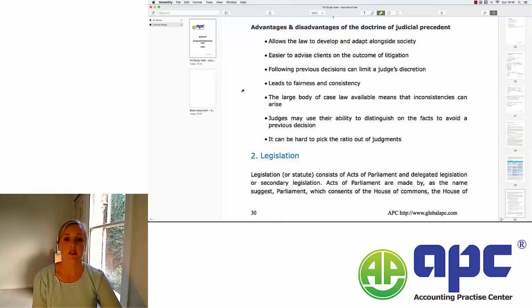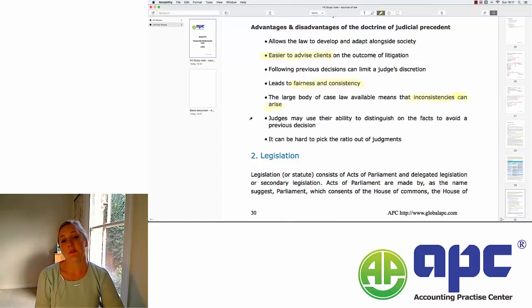It's definitely an advantage of judicial precedent that it's easier, if you're a lawyer, to advise your clients, because you can look at what's happened in previous cases and give them a fairly good idea of where their case is going to come out. So for that reason, it's said it leads to fairness and consistency. But on the flip side of that, because there are hundreds of cases heard each year, this massive case law means that inconsistencies between judgments actually can arise. So while it is consistent, it's also inconsistent, if that makes sense.